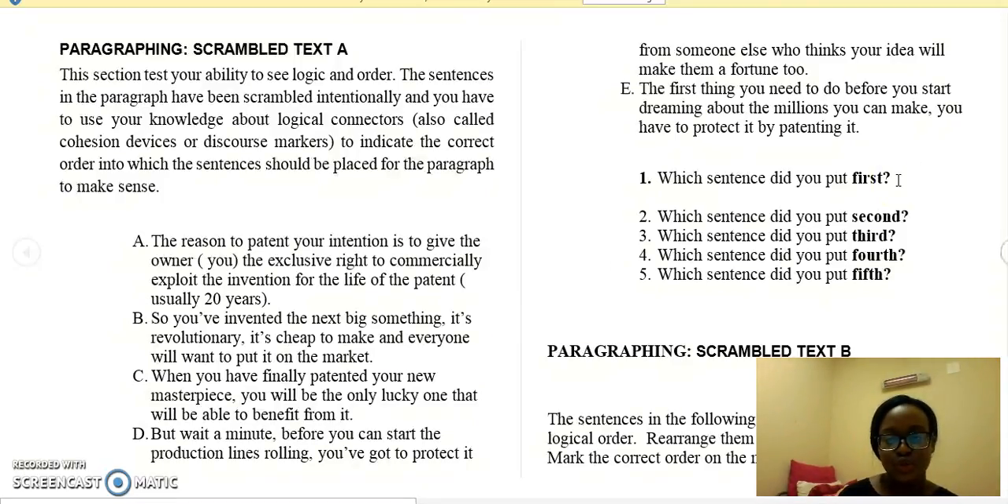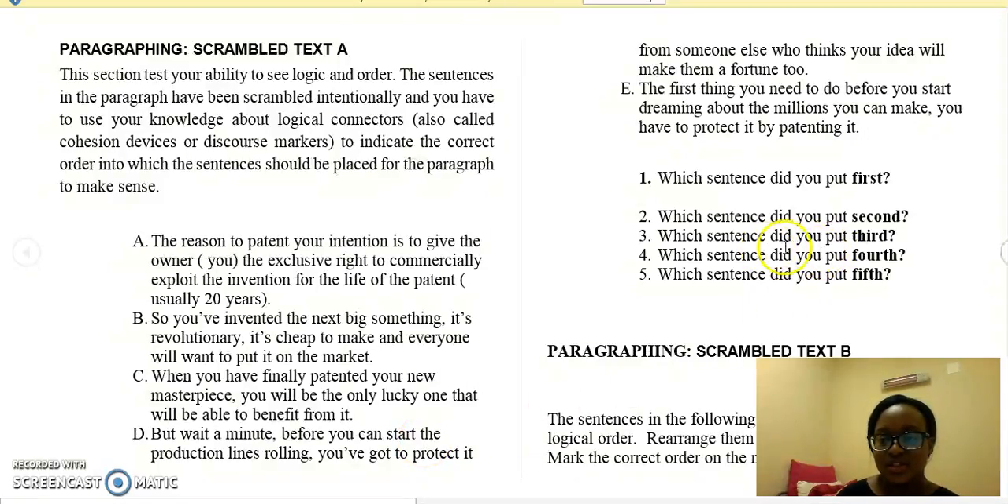Which sentence did you put second? Hmm. So we have this revolutionary invention that you've come up with. But wait a minute. Before you can start the production lines, you've got to protect it. So our second sentence will be D, right?